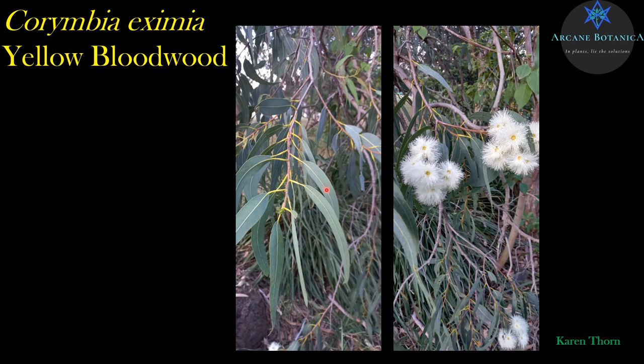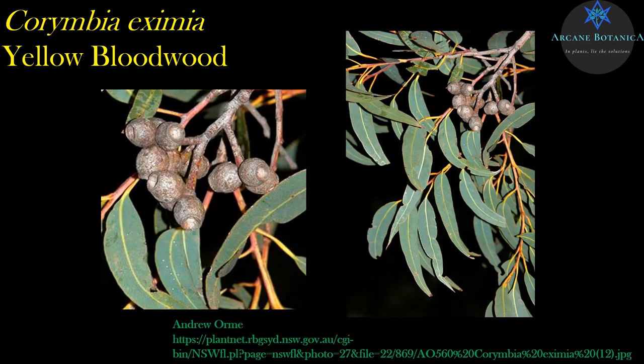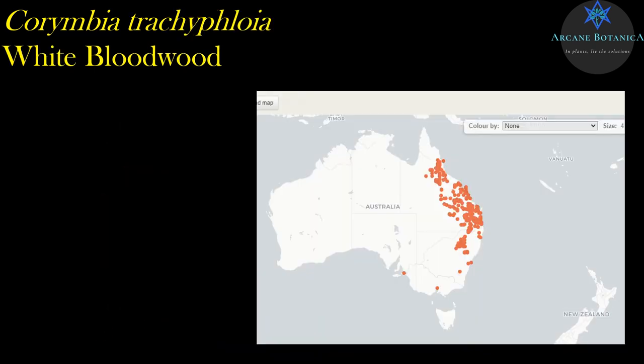Again, you can see the weeping branches, yellow petioles, nice blue-green leaves. I had to borrow a shot of the capsules from the Botanic Gardens. This is taken by Andrew Orme, a really good botanist. You can see the shape of the fruits there. Very like Corymbia maculata, possibly a bit bigger in size. But again, they've got that typical Corymbia look with the inserted valves.